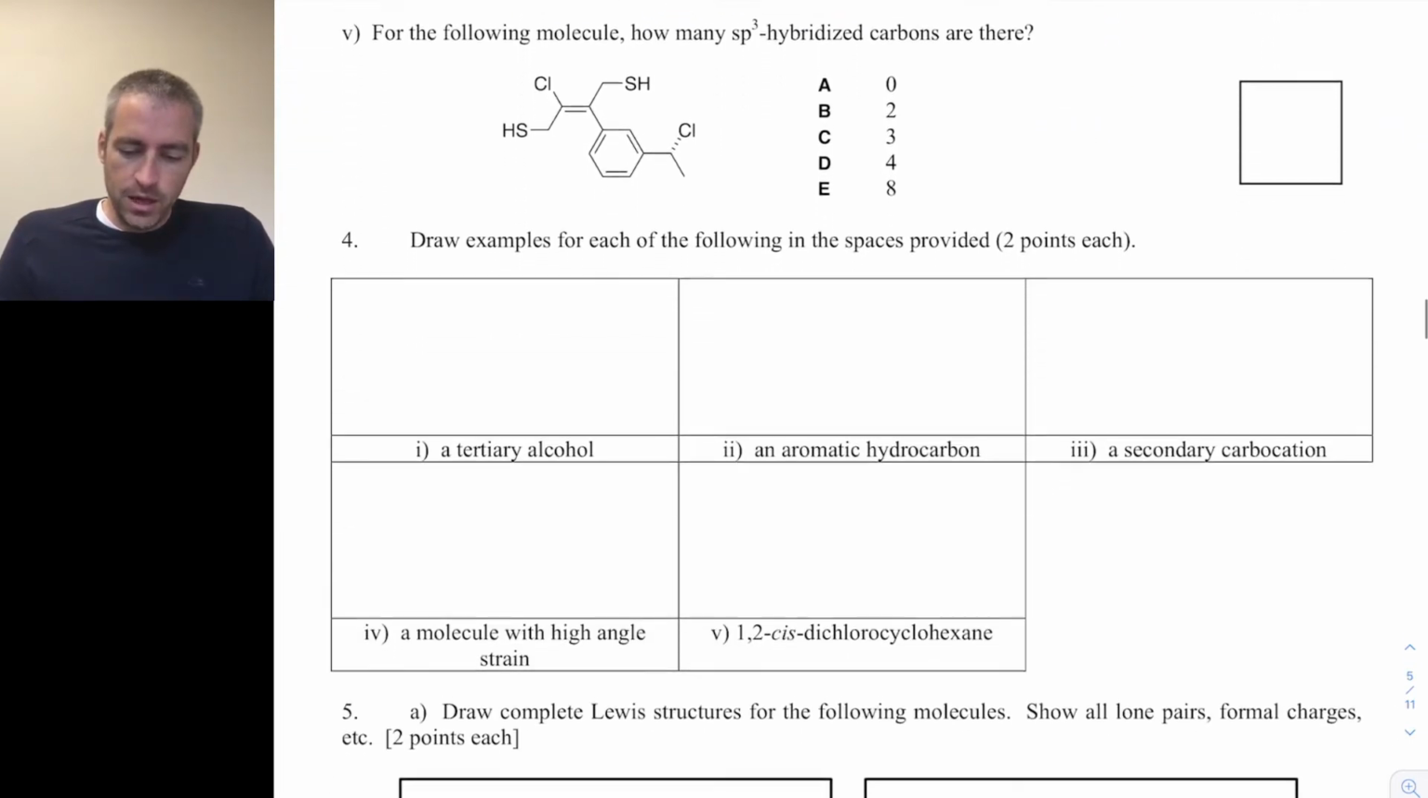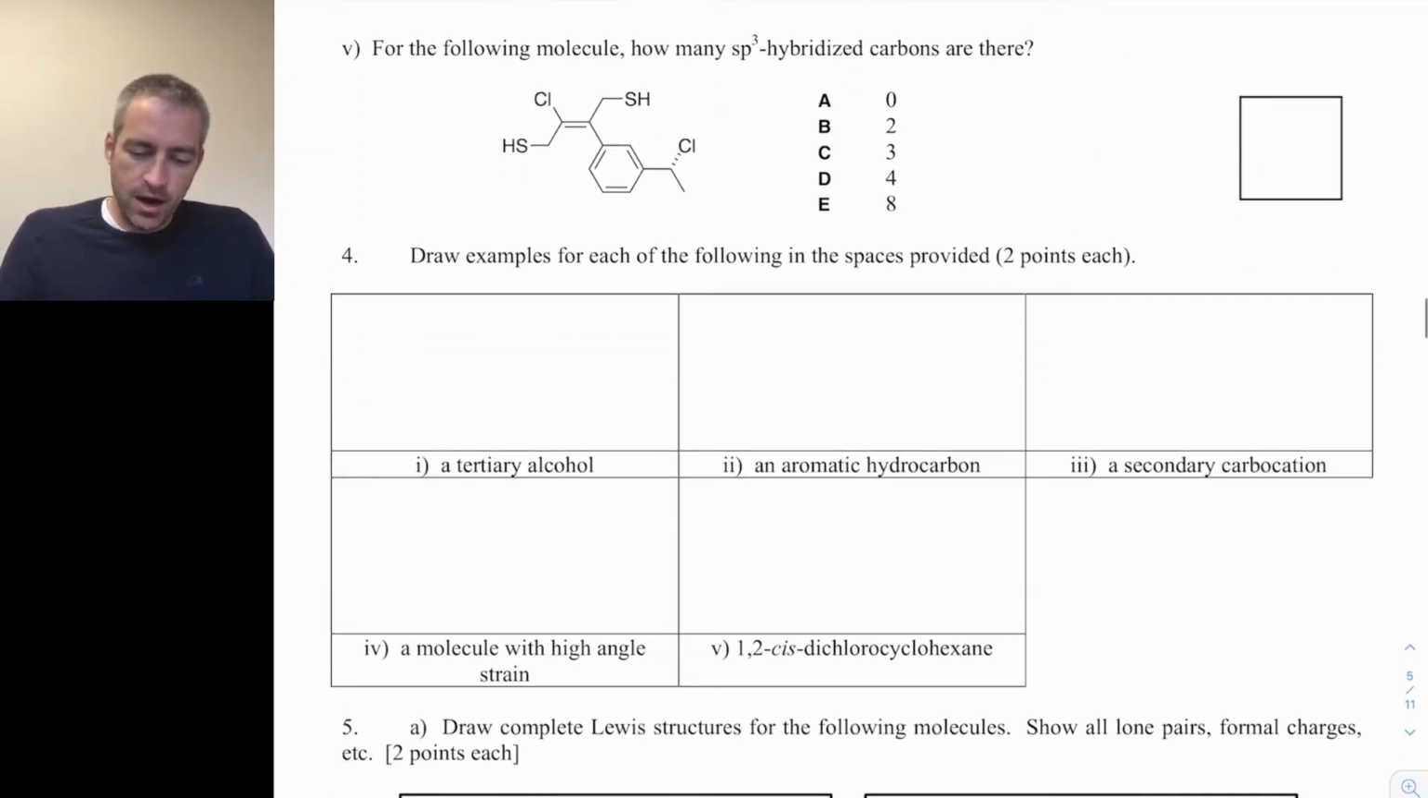For the following molecule, how many sp3 hybridized carbons are there? So this one is sp3. This is sp2, sp2, sp2, sp2, sp2, sp2. That one is sp3. And these two are both sp3. So that gives us a total of 4, which is D.